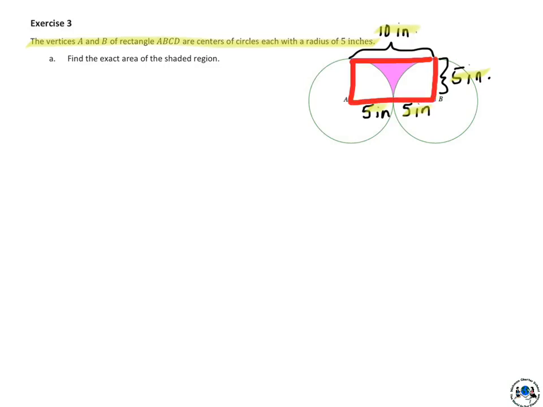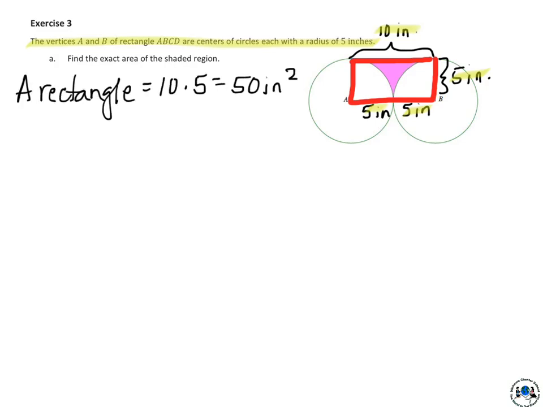I have that rectangle right there. I'm going to find that first. And the area of a rectangle, of course, we know is base times height. And then we have 10 times 5 because we were able to get those values based on what we knew about the radius of those two circles. So we'll keep that to the side, 50 square inches.